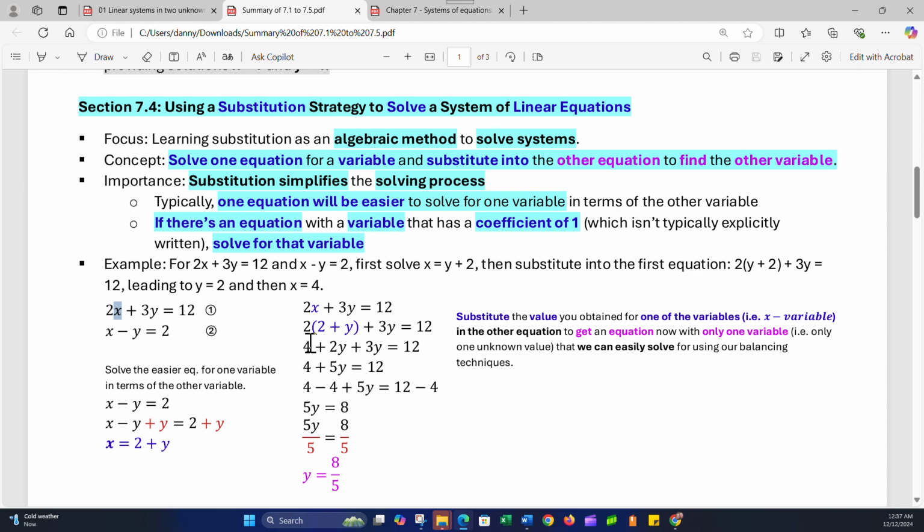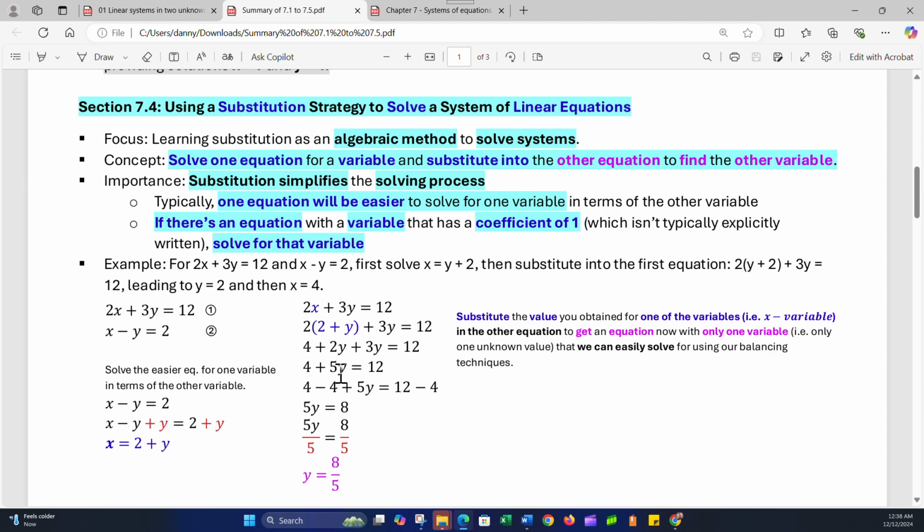And I'm going to solve as normal, so I'm going to distribute my 2 across the parentheses. 2 times 2 is 4. 2 times positive y is 2y. And now I'm going to group like terms. You can see I have a positive 2y and a positive 3y. Well, that groups together to be positive 5y.